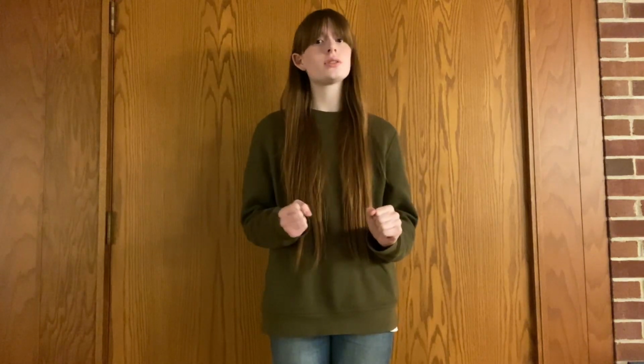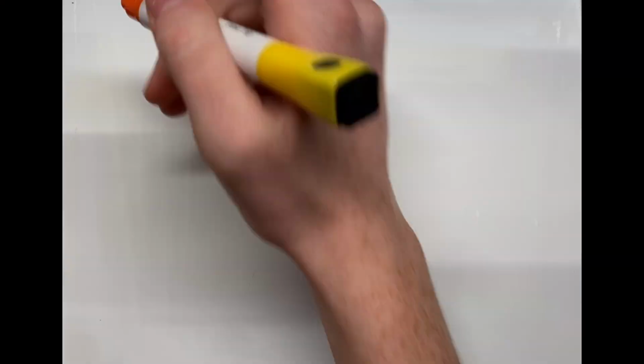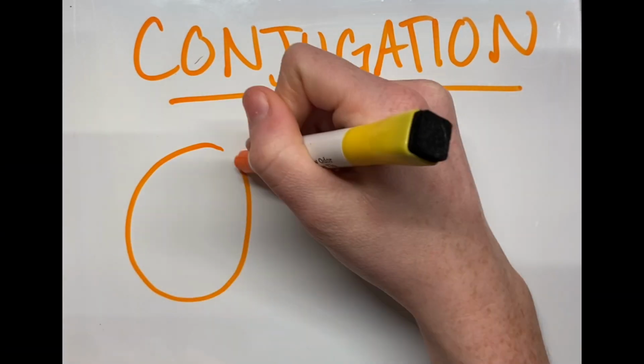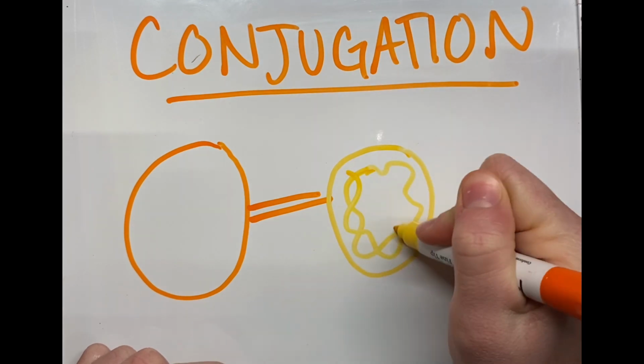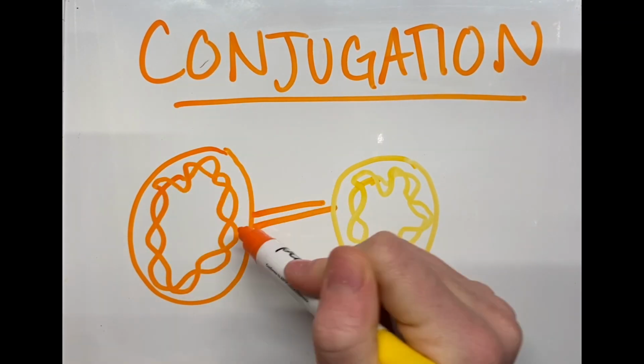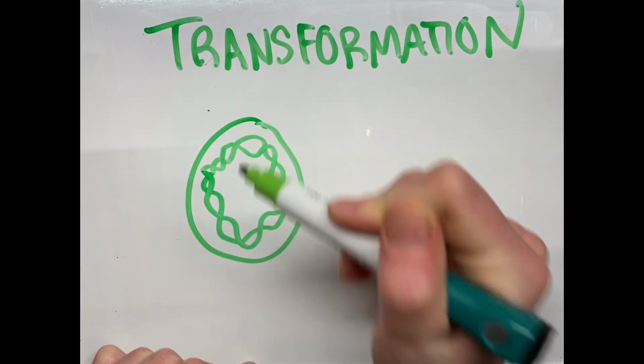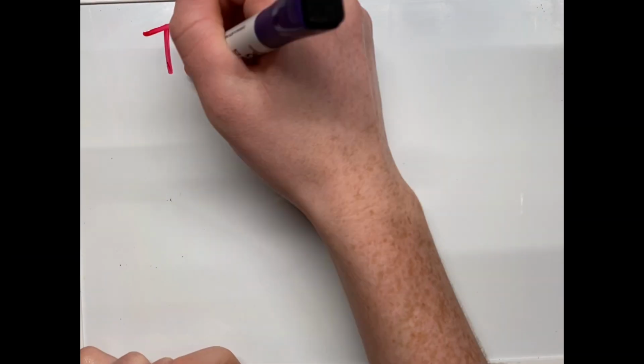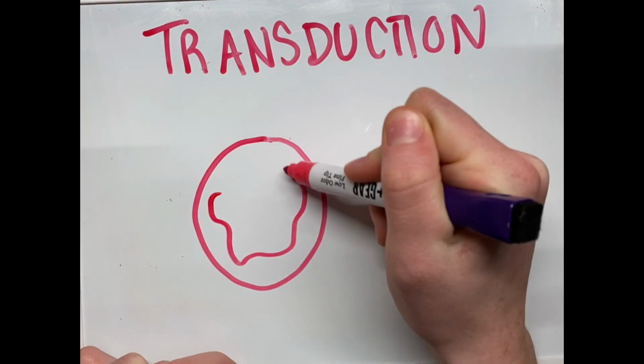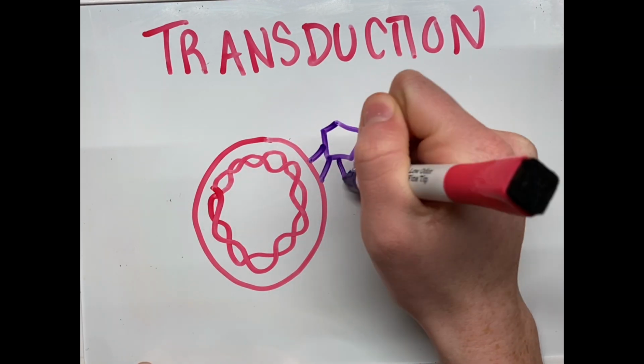In prokaryotes, this usually takes place in one of three manners: conjugation, transformation, or transduction. Conjugation refers to the transference of genes through a pilus, or a hair-like structure on the outside of a bacterium. Transformation refers to genes picked up from the external environment. And transduction describes genes spread by phages, or bacterial viruses.